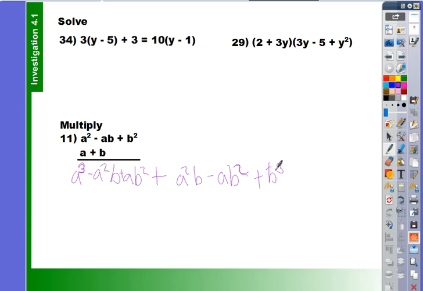And now I'm going to add similar terms. So negative a squared b and positive a squared b cancel each other out, so that's 0. And then ab squared minus ab squared is 0, which cancel each other out. So we end up with a cubed plus b cubed.